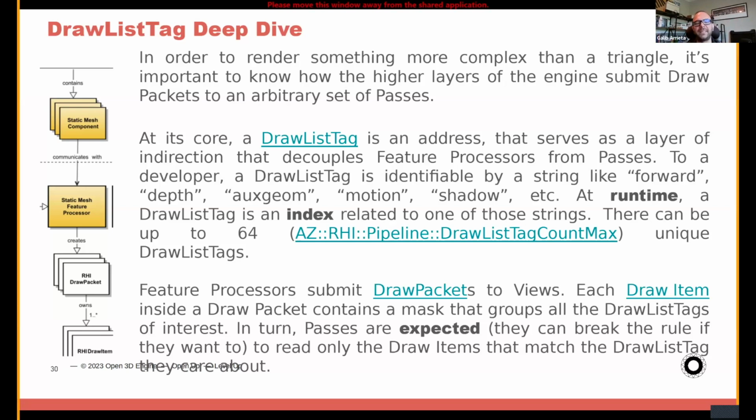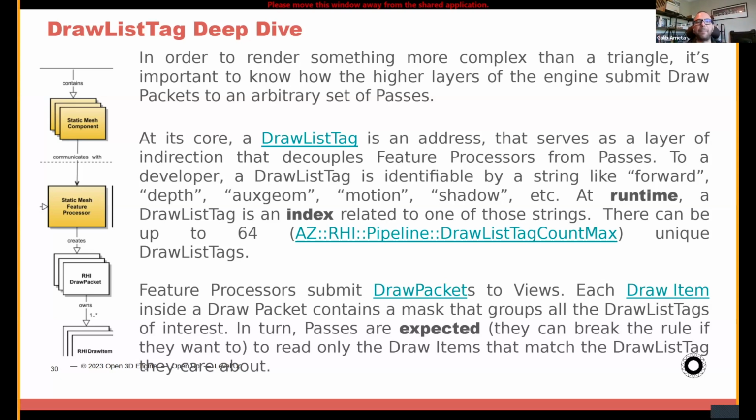All it does is use this DrawListTag to say, okay, here are the draw items or the meshes that you should use when rendering shadows. Whoever is the shadow pass, I don't care exactly what the C++ class is or anything in between. I just know there is something called the shadow pass, and here are the items for the shadow pass. Similarly, these are the items for the forward pass. So basically, the feature processor can assemble all of this data and attach a tag to each one of these draw packets and draw items.